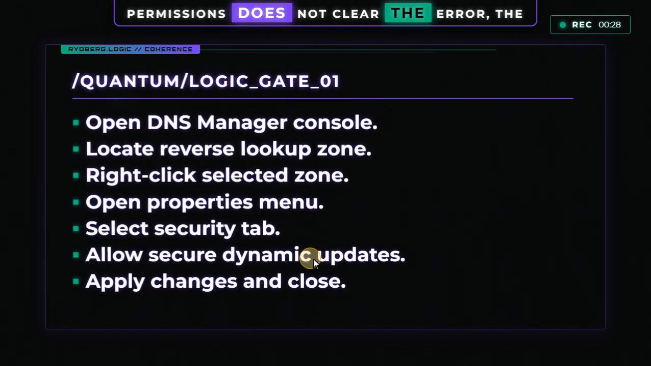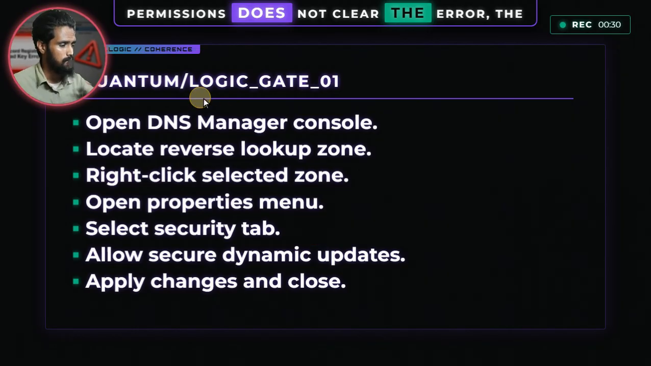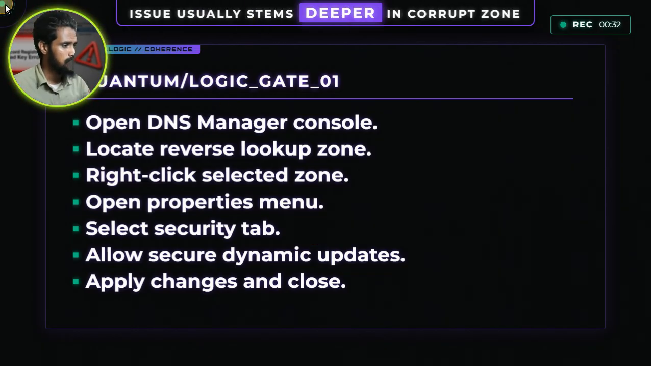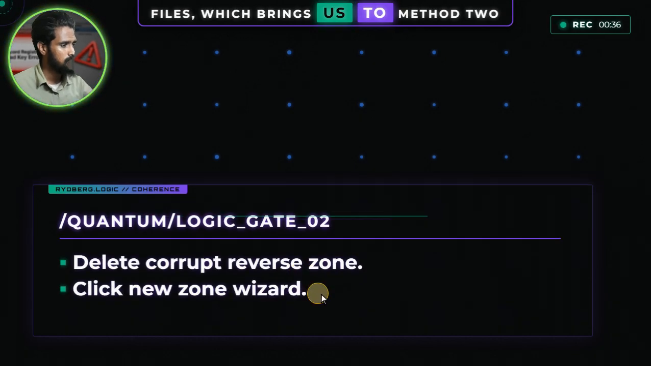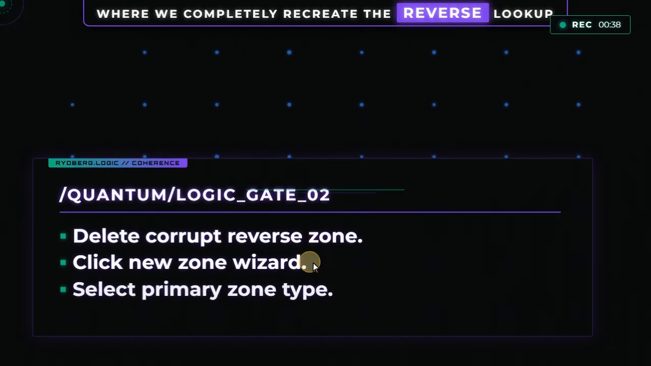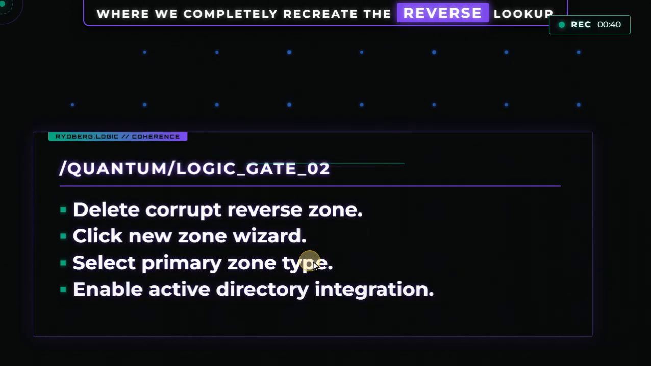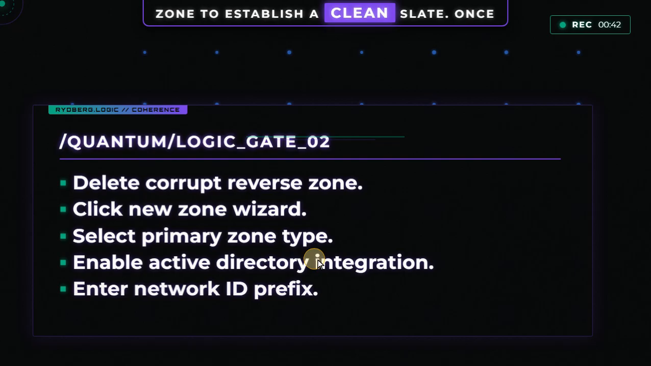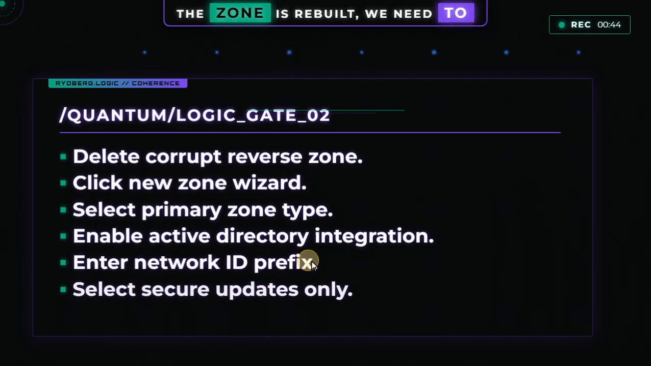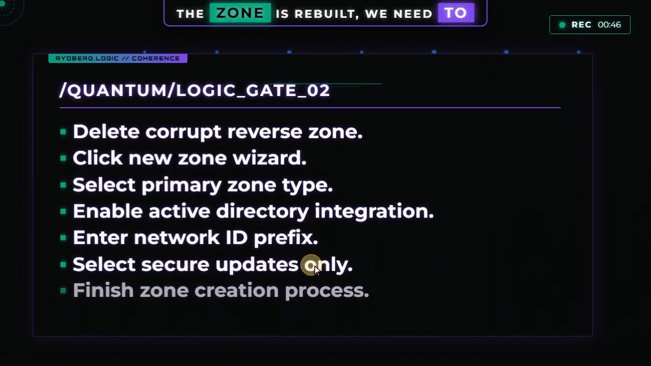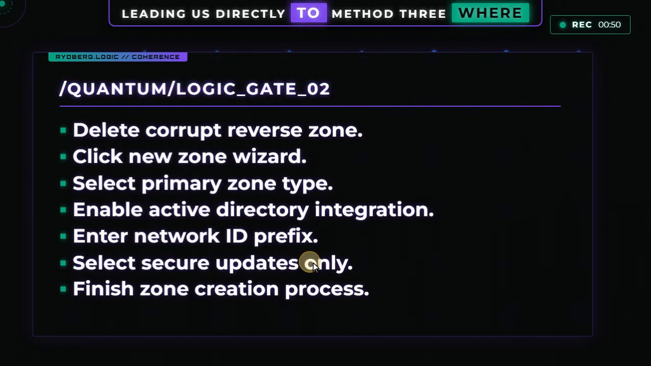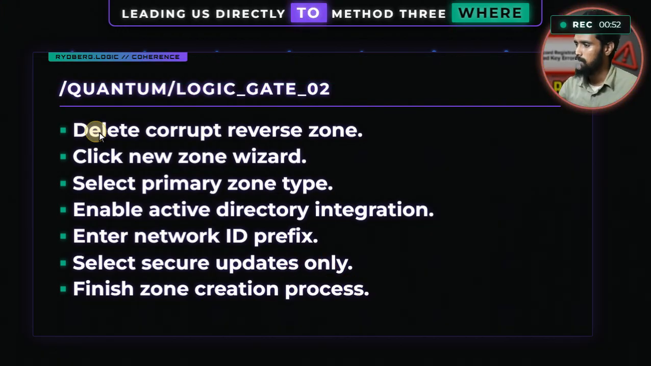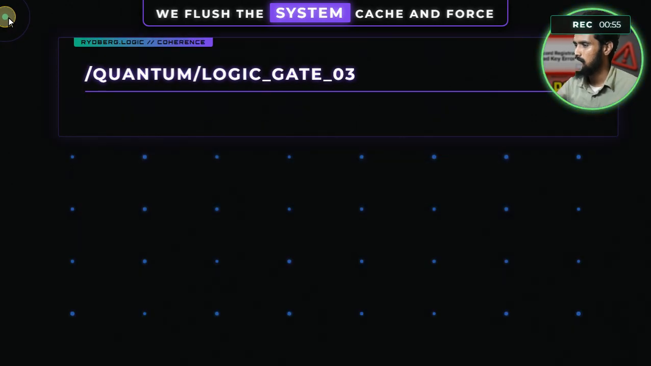If updating those zone permissions does not clear the error, the issue usually stems deeper in corrupt zone files, which brings us to method 2, where we completely recreate the reverse lookup zone to establish a clean slate. Once the zone is rebuilt, we need to clear out the old broken memory paths, leading us directly to method 3, where we flush the system cache and force a fresh registration.